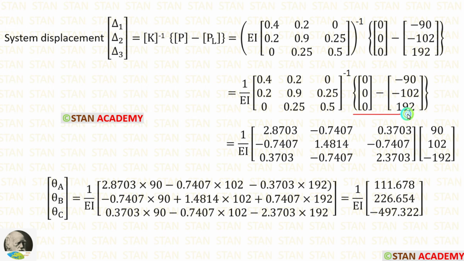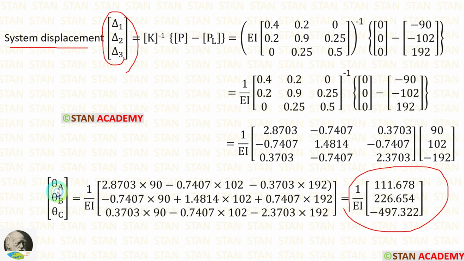We can add these two matrices. After adding, we are getting these. Then we have to multiply these two matrices. We have to multiply all the rows with the column. You can see the multiplication here. Finally, we are getting the answers. We know that in this problem, the system displacements or the slopes, which we found finally.